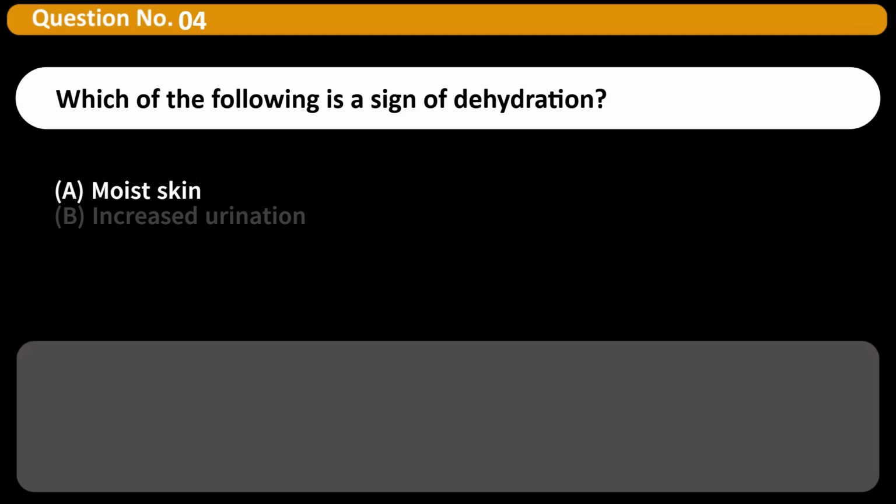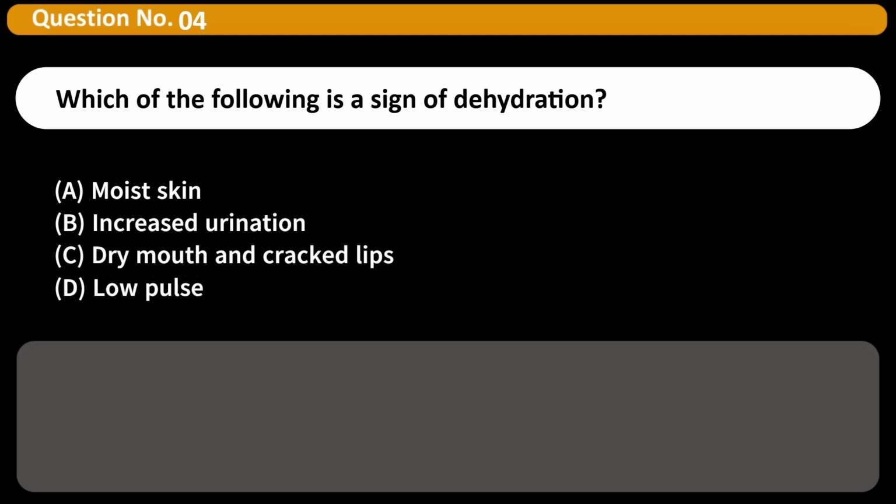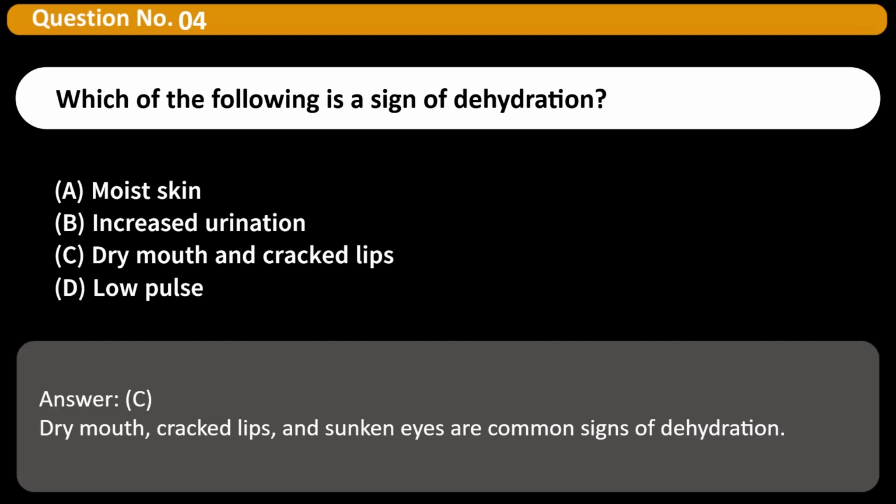Which of the following is a sign of dehydration? A. Moist skin. B. Increased urination. C. Dry mouth and cracked lips. D. Low pulse. Answer, C. Dry mouth, cracked lips, and sunken eyes are common signs of dehydration.